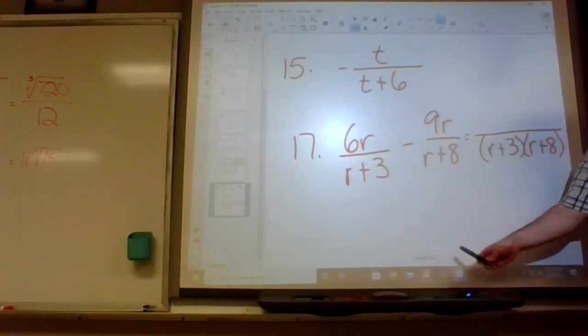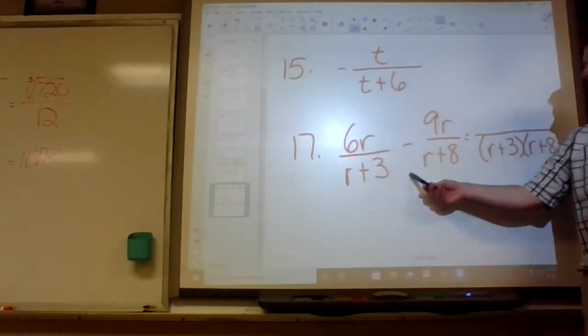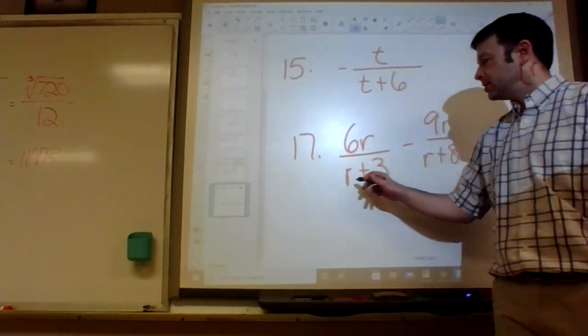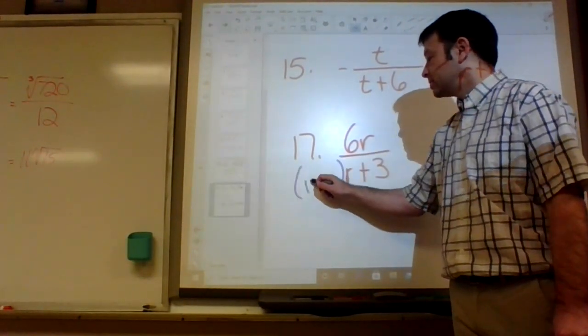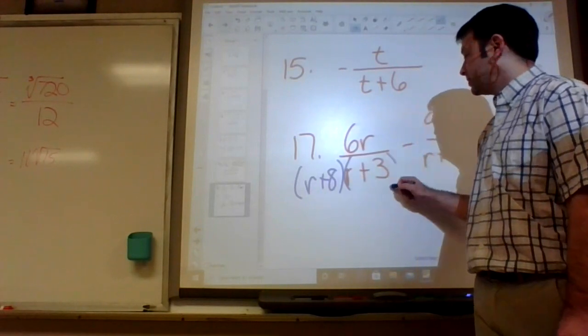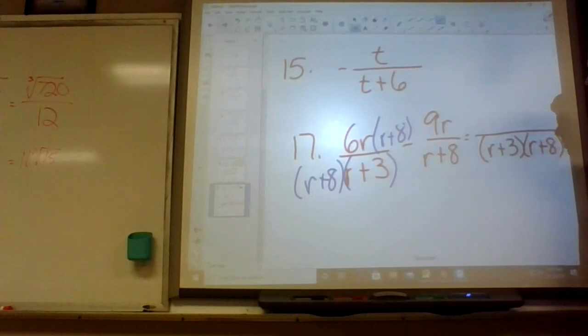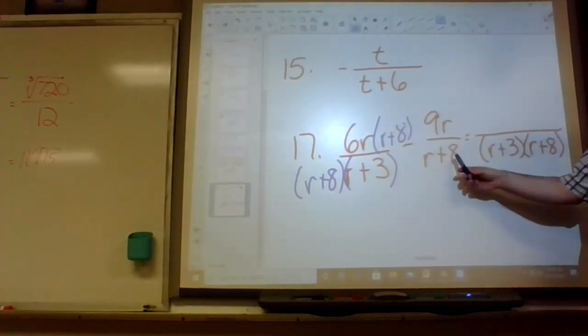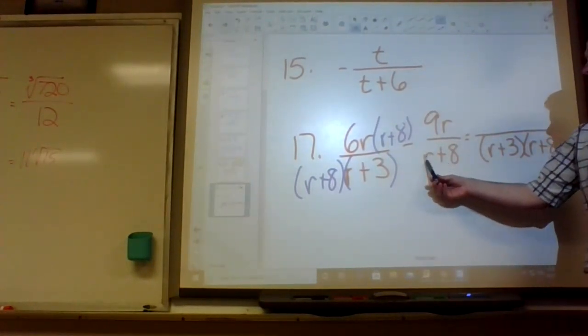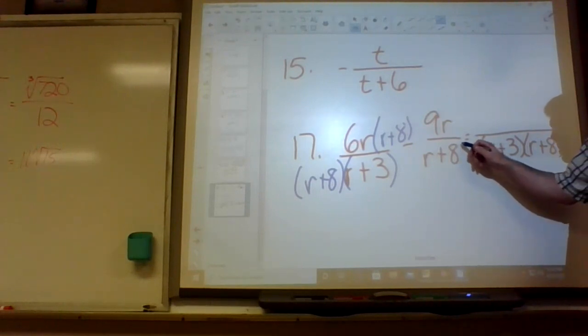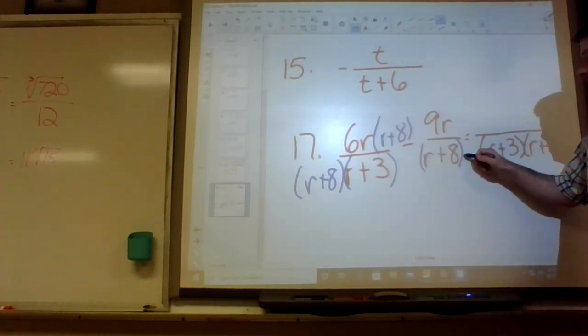Alright, what is the first fraction's denominator missing from the common denominator? R plus 8. So the top needs an r plus 8. What is the second fraction missing? R plus 3. I'll leave myself enough room.